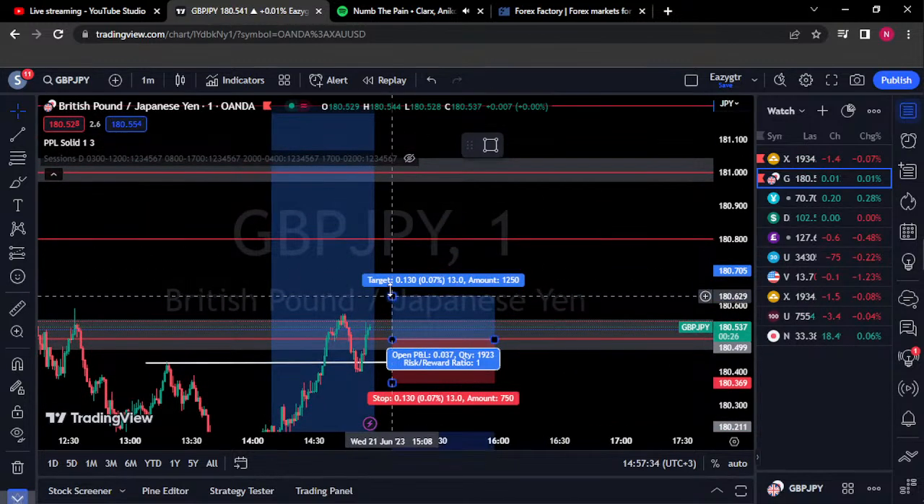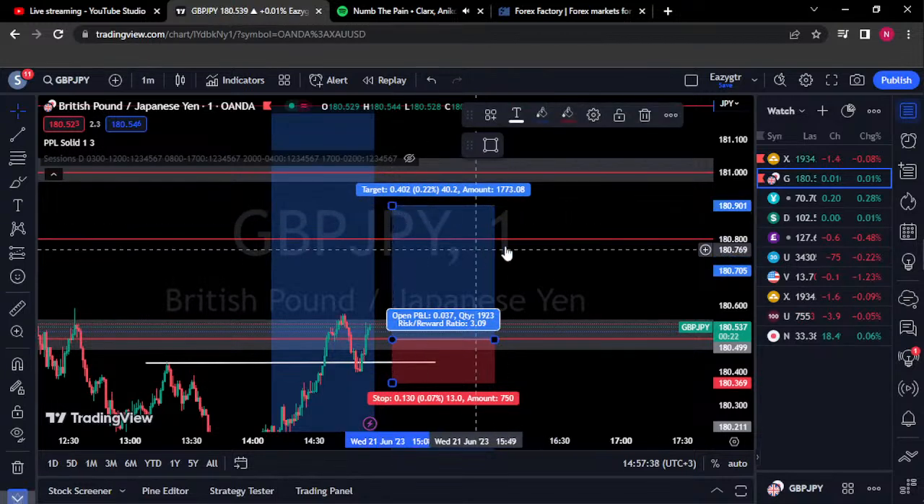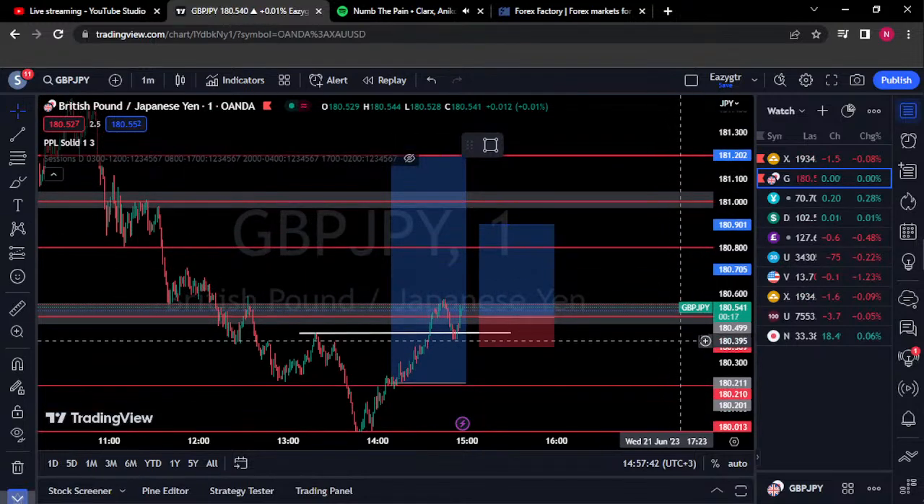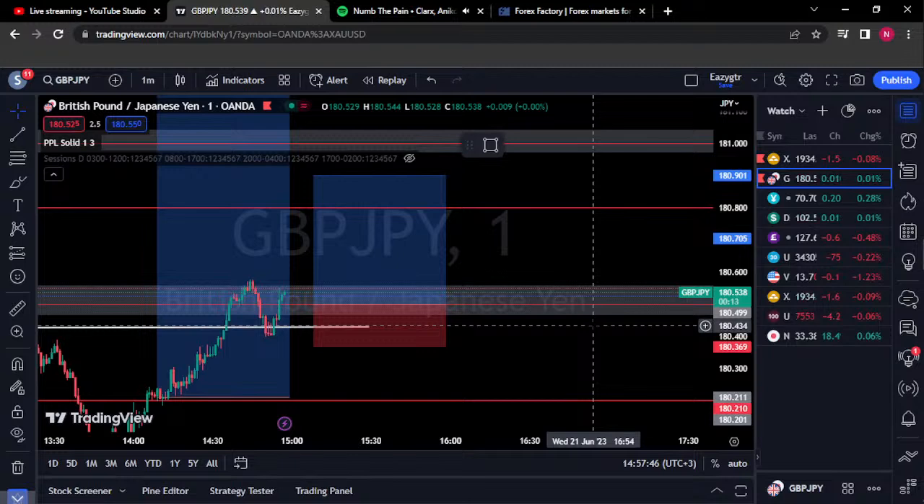So I always want to have a 1 to 3 minimum or a 1 to 2, as I monitor market structure on the lower time frames, giving me more information on whether to continue holding the trade or to close full or close a percentage of the position.